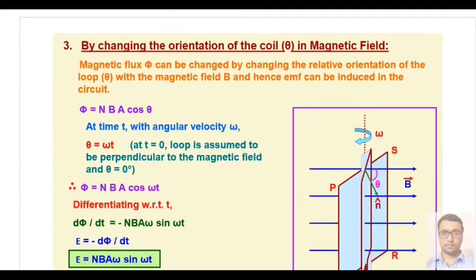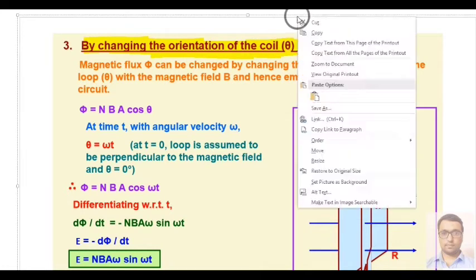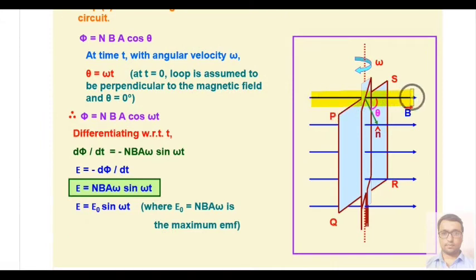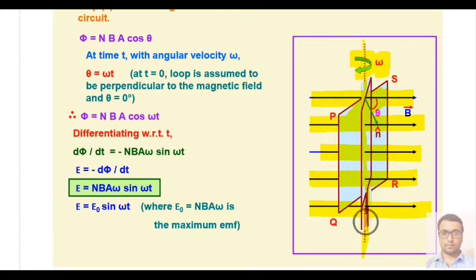The second method to get induced EMF is by changing the orientation of the coil, theta, in the magnetic field. For that, we have a coil in a magnetic field, and that coil keeps rotating. Suppose this is omega, and this dotted line is the axis of rotation, and your coil is rotating in the clockwise direction if you observe it from the top.